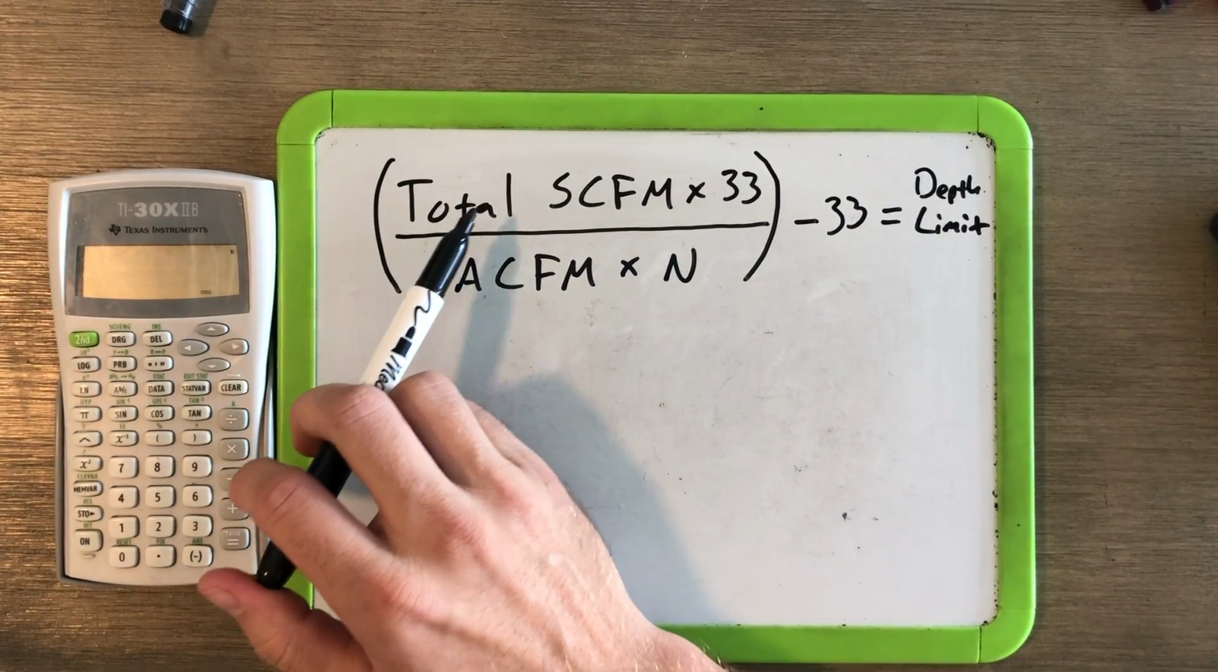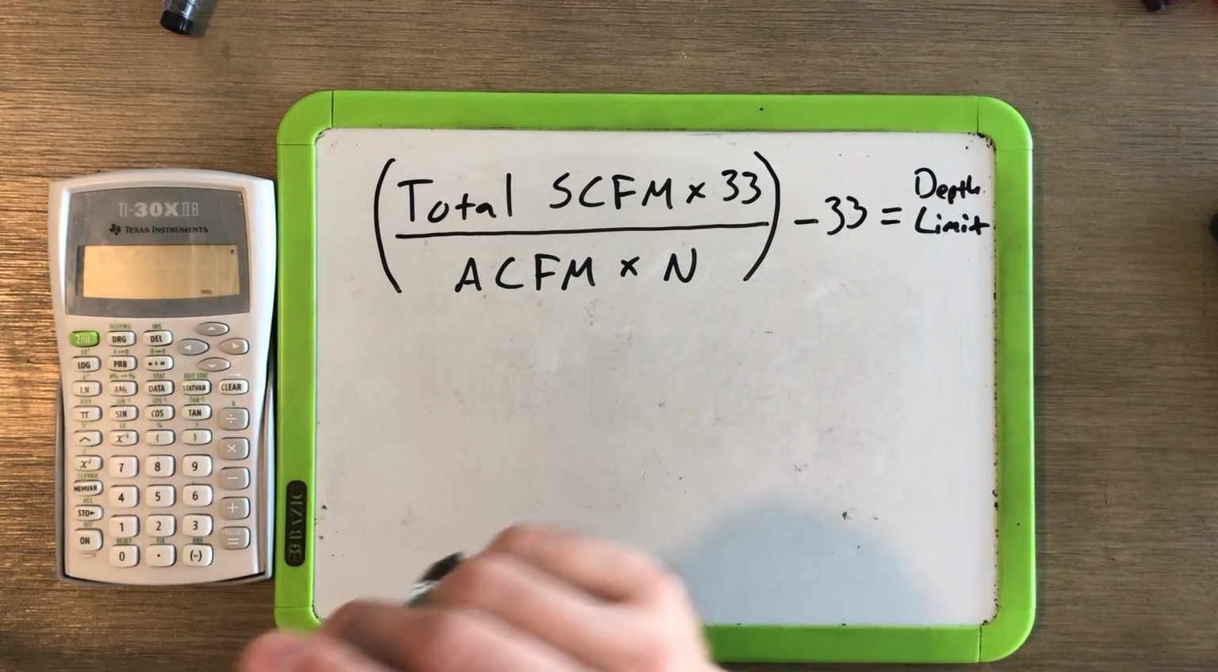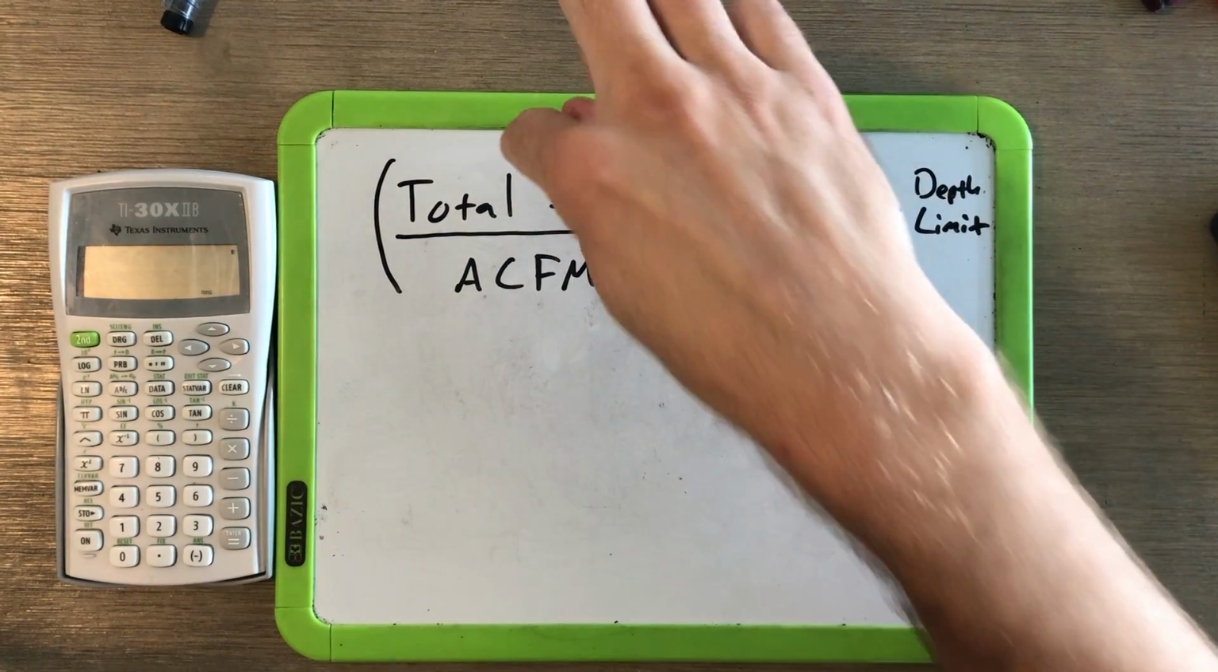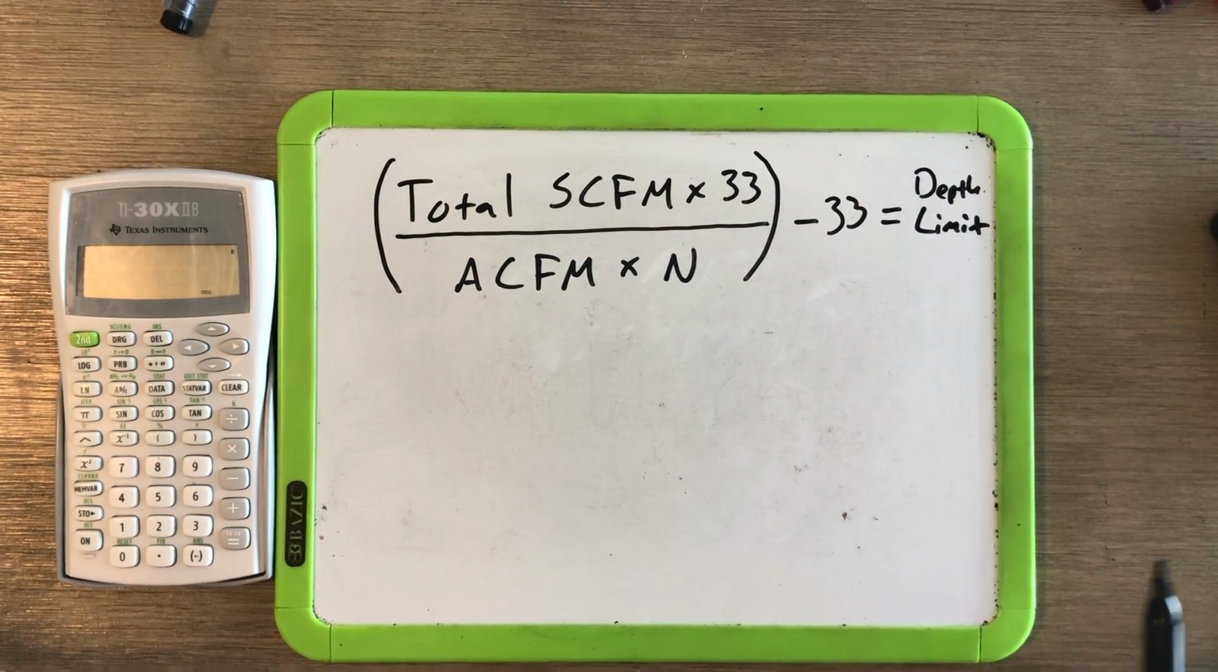So it says total SCFM up here because you could be using multiple compressors. So if you have one compressor that's putting out 10 and another one that's putting out, say, 20, you add those together to get 30, and then that's the number that you would include there.